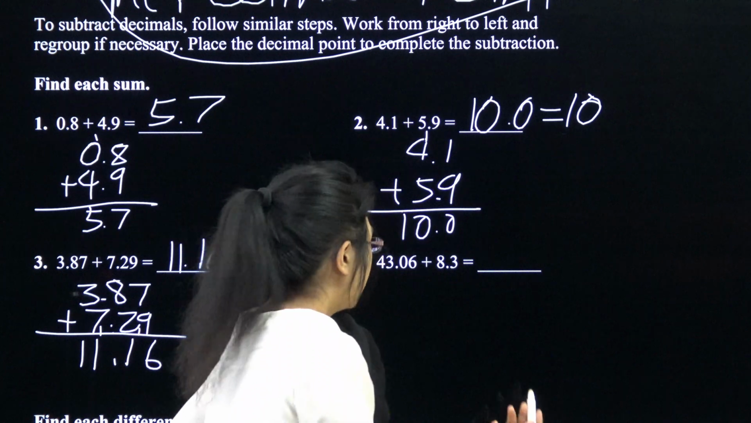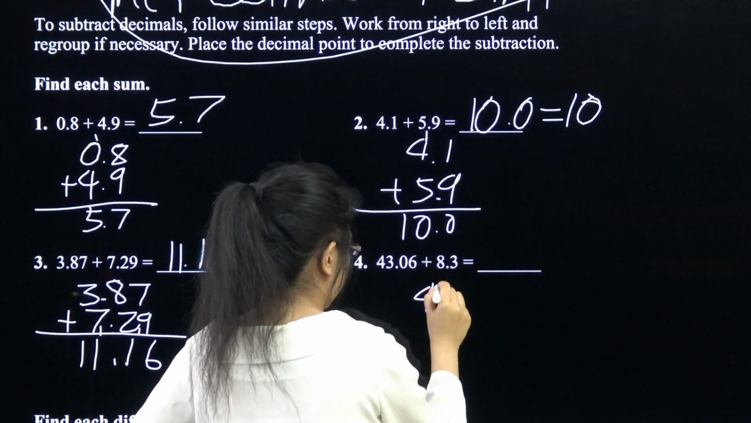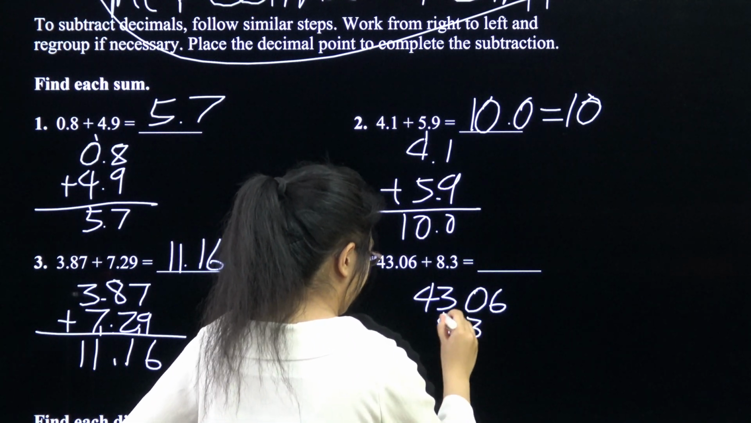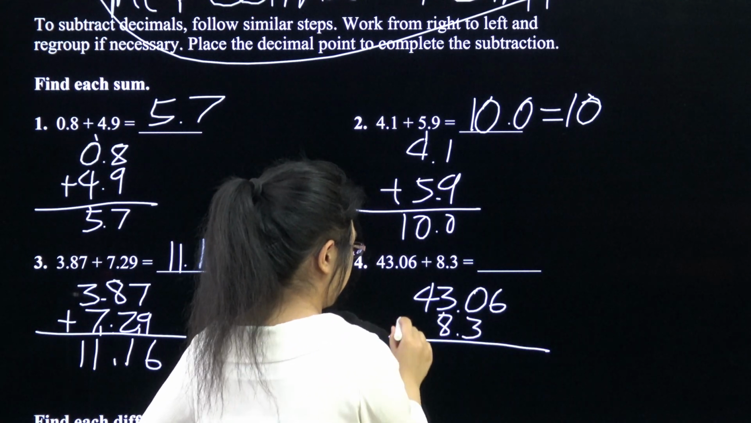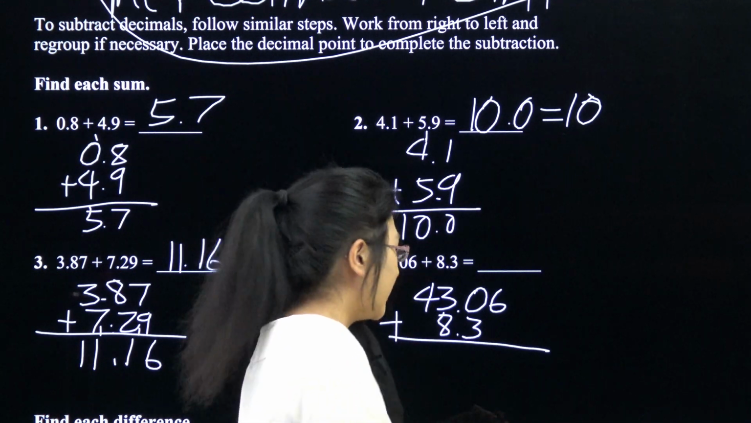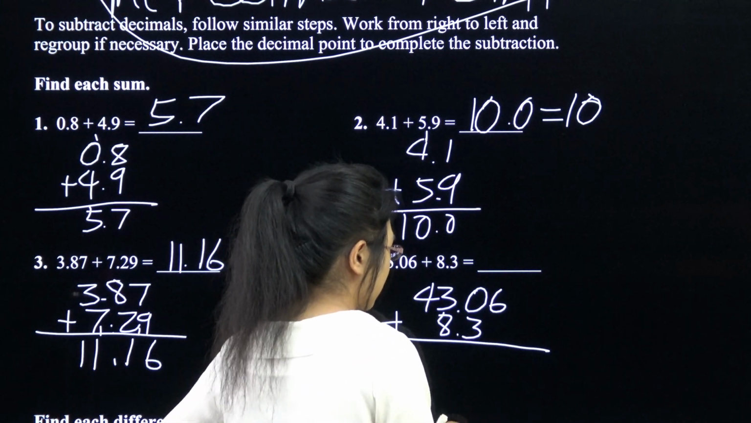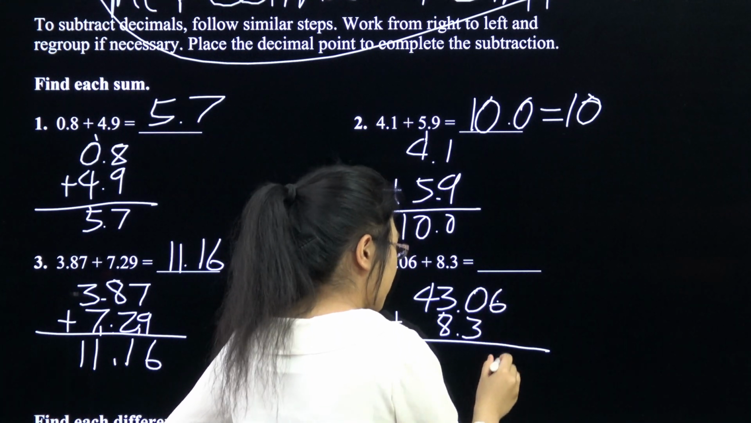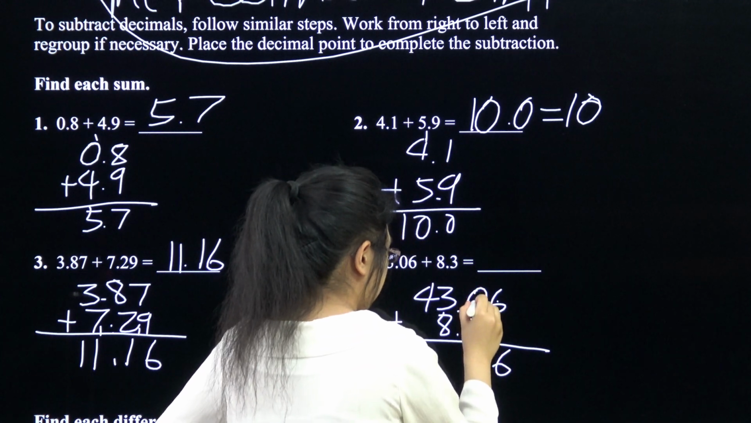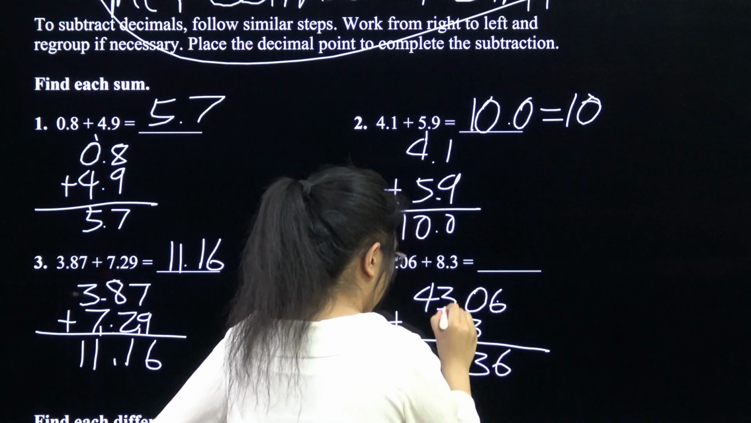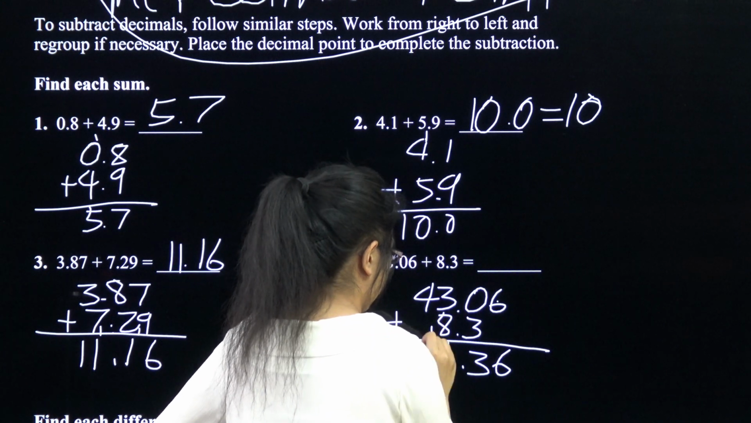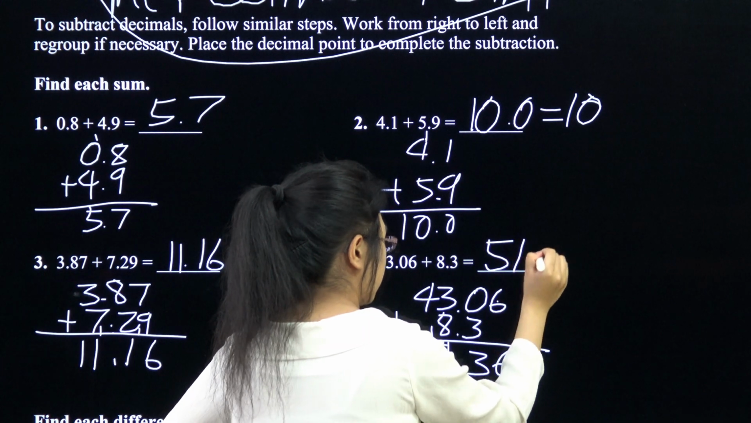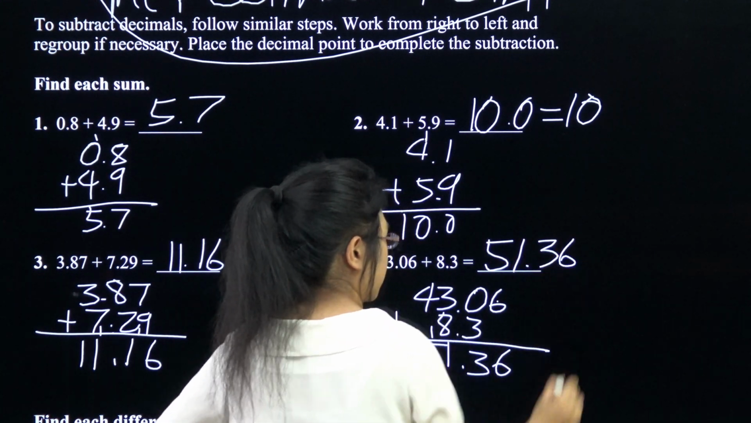So here is an example of one where lining up the decimal points would be a little bit annoying. Because then you have this. But you just add like normal, because you've lined up the decimal points, and that's all you really need to do to start adding or subtracting. Now 6 plus nothingness equals 6. 0 plus 3 equals 3. 3 plus 8 equals 11, so you regroup, and 4 plus 1 equals 5. You add on the decimal point, 51.36.